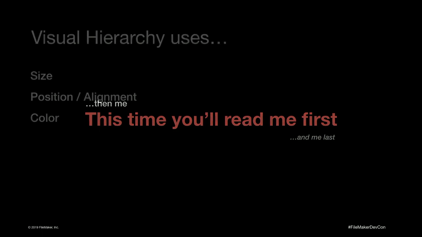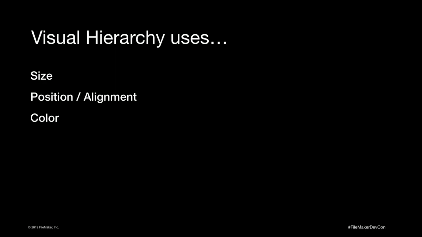It's using things like size, position, alignment, and color to do two things. One, to draw your eye to something, so I know what I'm supposed to be looking at. What's the most important thing that I should be looking at right now? But also to group things together. If I'm using visual hierarchy, I can say these things are all part of the same thing, and these things are all part of the same thing. Using, again, size, position, and color, I can show that.